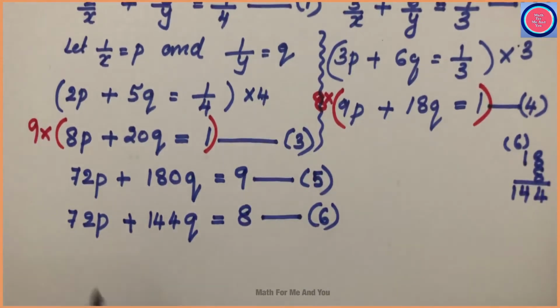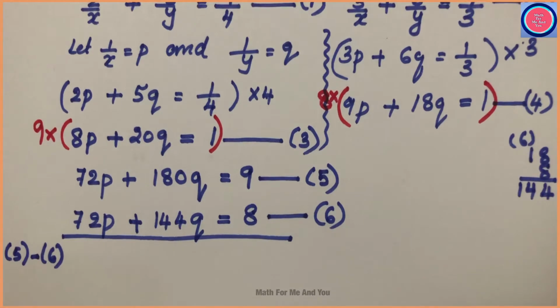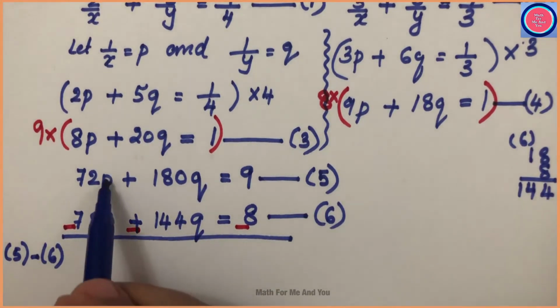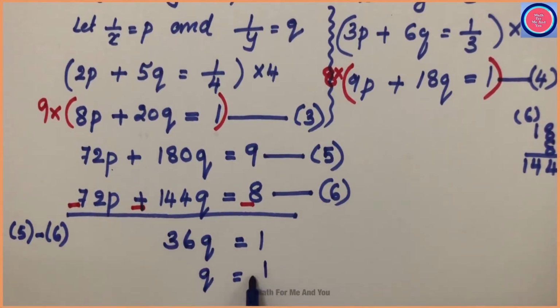See, we are going to eliminate p because the coefficients of p are the same. And how can we eliminate? Subtract. 72 minus 72, it will cancel. So we subtract the equations, equation number 5 minus 6. For equation number 6, each term we subtract means change their signs. Now 72 minus 72 cancel. 180 minus 144, 36q is equal to 9 minus 8, it is 1. q equals 1 over 36.